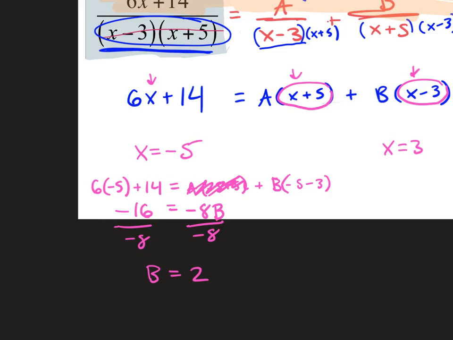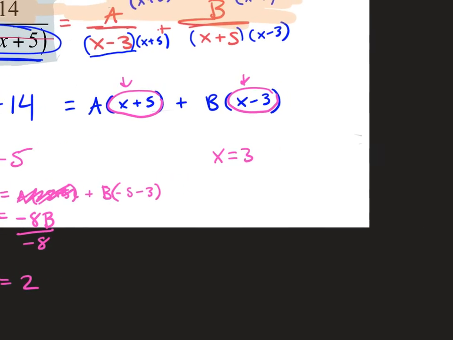Now we want to do the same thing and find A. So we're going to plug in 3. So we have 6 times 3 plus 14 is equal to A times 3 plus 5 plus B times 3 minus 3.